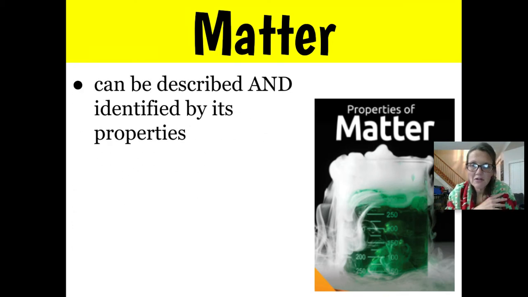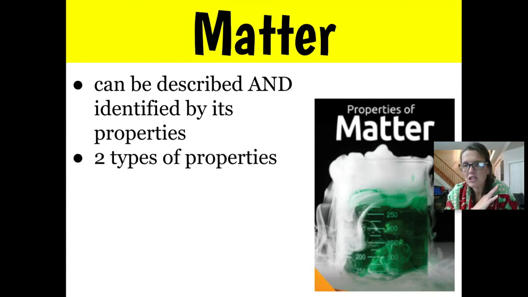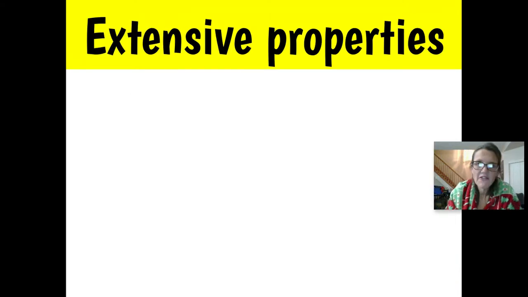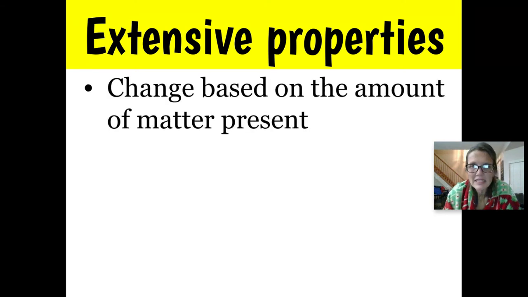So first thing, remember that matter can be described, which is what we were doing last week. We were describing the qualitative properties of matter, and it can also be identified by its properties. So we can describe and identify matter by its properties, and there's basically two types of properties. The first type is something called an extensive property. Extensive properties change based on the amount of matter present.